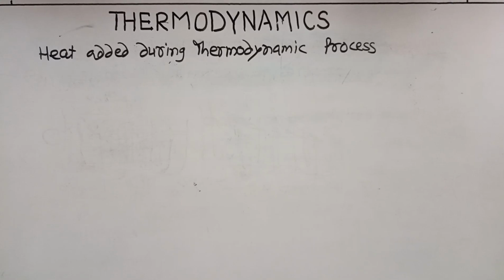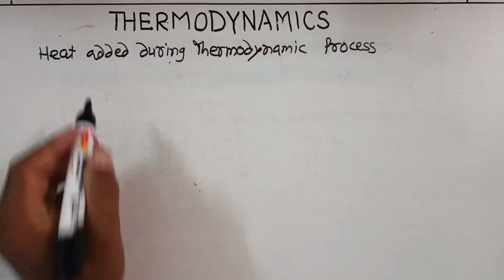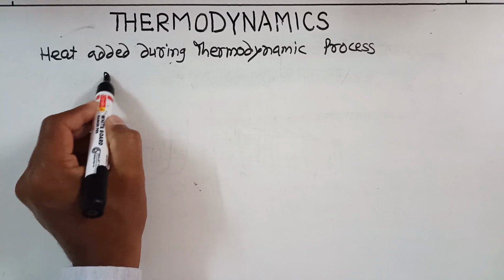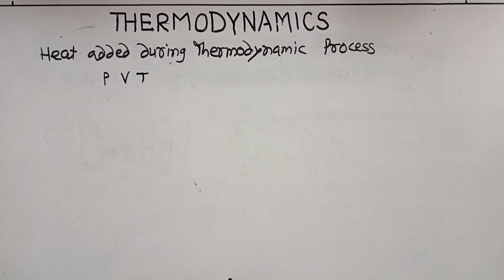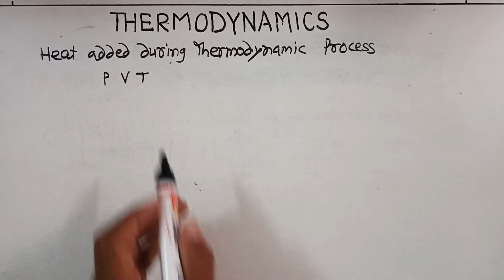Good morning students, let's continue the chapter on thermodynamics. In the previous lecture, we have seen the PV diagram. In that PV diagram, we have seen that the thermodynamic state gets changed. What is thermodynamic state? The state variables P, V, T refer to the thermodynamic state.